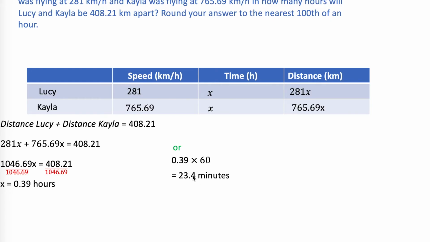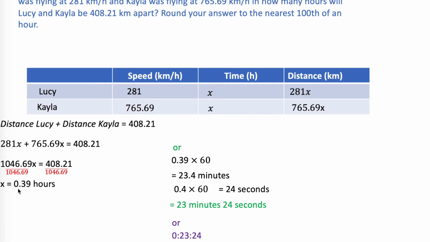So the 0.4 minutes, we're going to have to turn that into seconds. Same thing, there are 60 seconds in a minute. 0.4 times 60 is 24 seconds. So altogether, it's 23 minutes, 24 seconds. We could also write it like 0 hours, 23 minutes, 24 seconds.